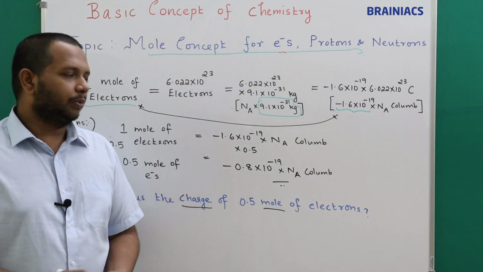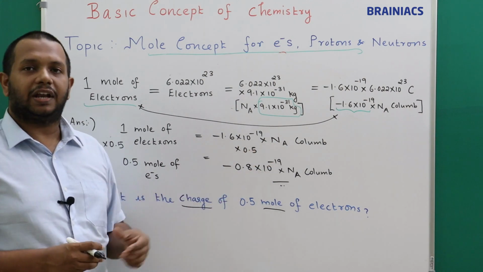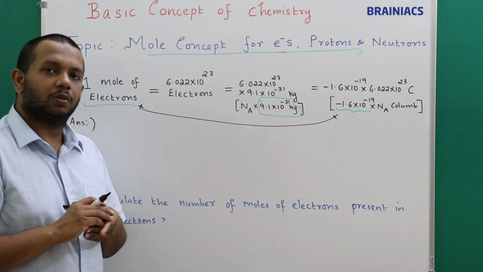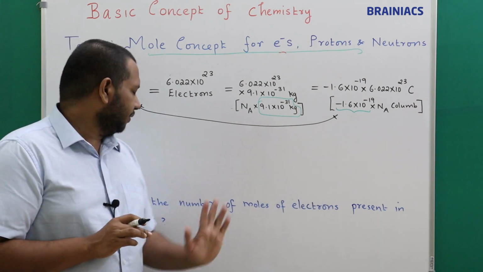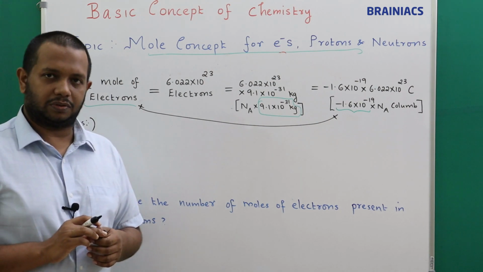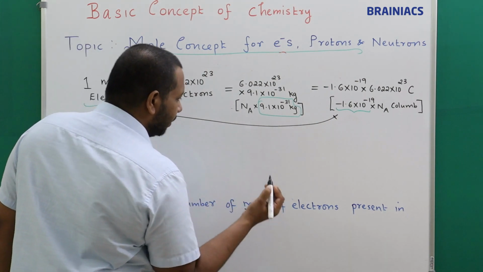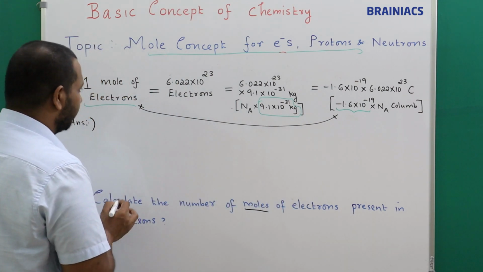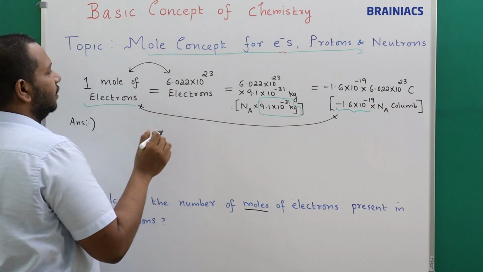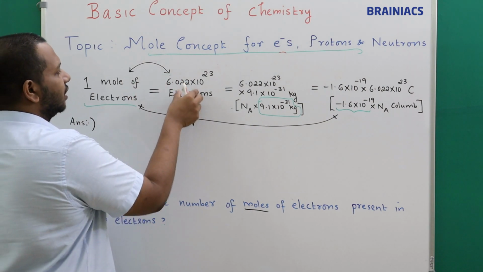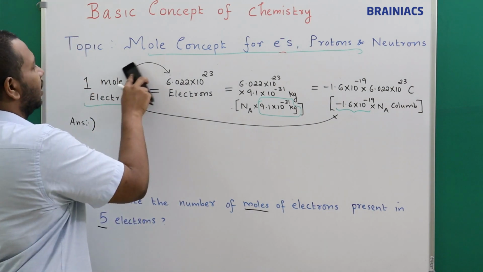Clear? I hope you are now understanding how the methodology is. Okay, so we'll go to the next question. Go through the question. The question asks, calculate the number of moles of electrons present in 5 electrons. So I know that the linkage is between the number of moles and the number of electrons. So again these two are linked. But here one difference is that this right hand side, RHS, part is given and this is what they are asking. Number of moles is what they are asking.